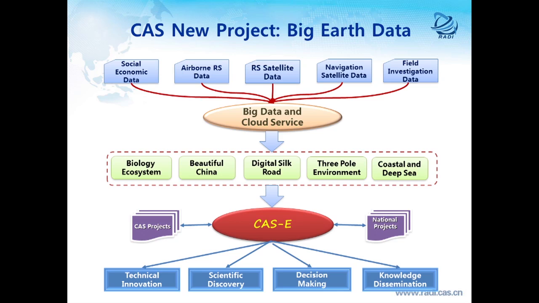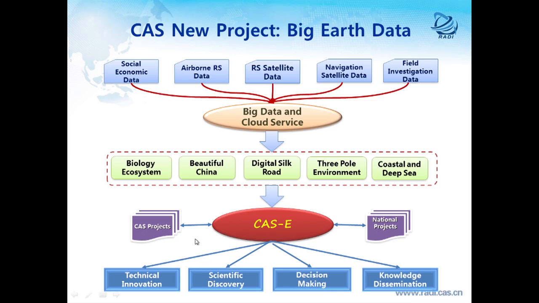Like the three-pole environment. Three poles means we have the North Pole, we have the South Pole, but don't forget that we have the Tibet Plateau. People call that the third pole. So in total, we have three poles. Three poles is quite important scientifically for climate change. If we do some study for the three poles, we can get different kinds of results. Also for offshore and deep sea, and also for biodiversity and ecosystem.